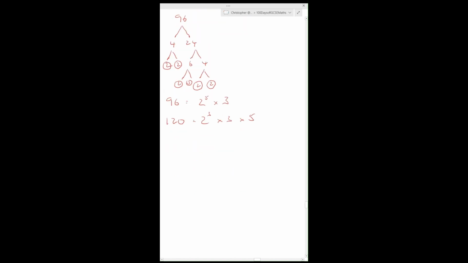Now we want the highest common factor, the highest number that goes into both of them. So I'm going to take the lowest powers: 2 to the 3 times 3.